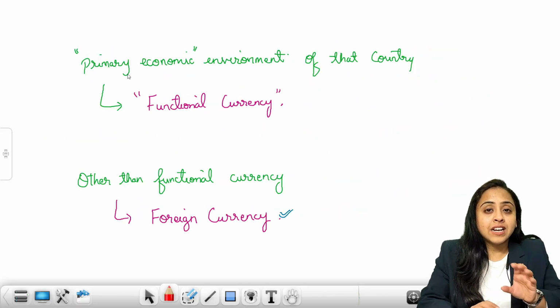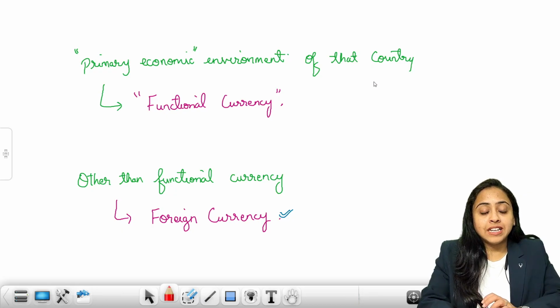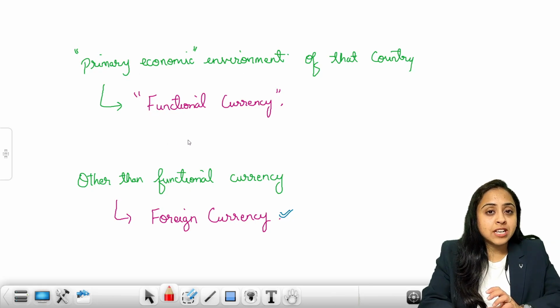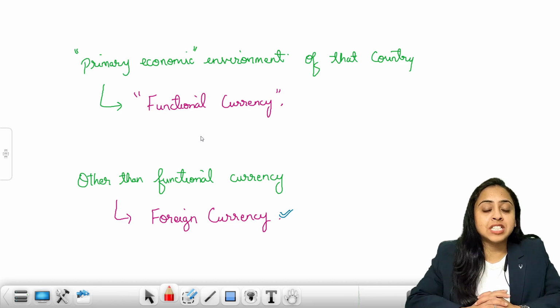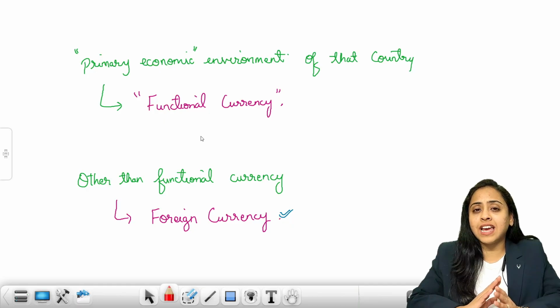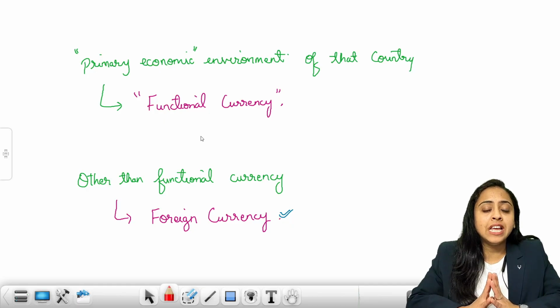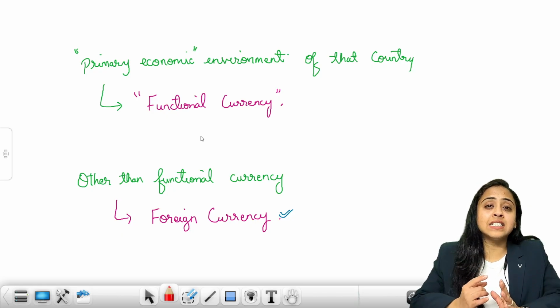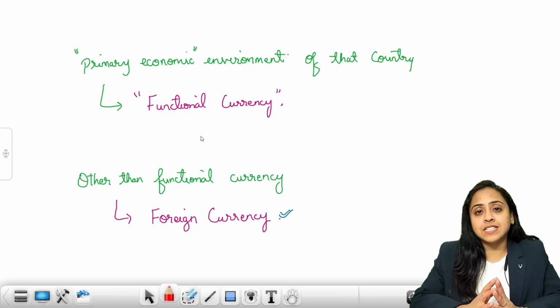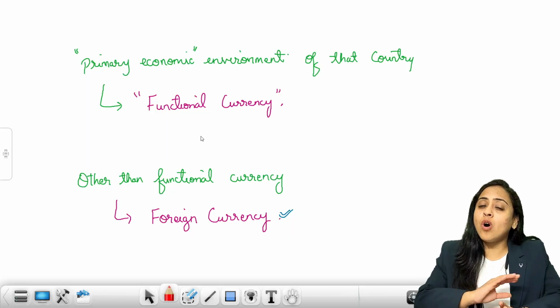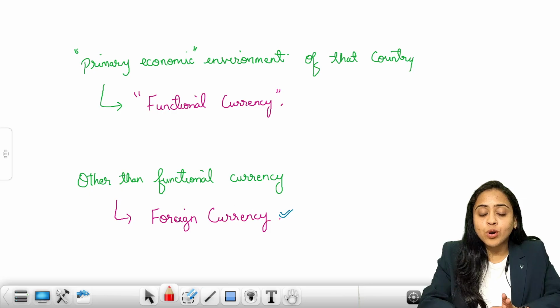The currency relevant to the country in which there is the primary economic environment of that company will be known as functional currency. Example, if a company is registered in India and is paying its salaries and rent, and all the incomes and expenses are majorly done in Indian rupees, then we'll say the Indian currency is its functional currency. On the other hand, all other currencies will be considered as foreign currency.